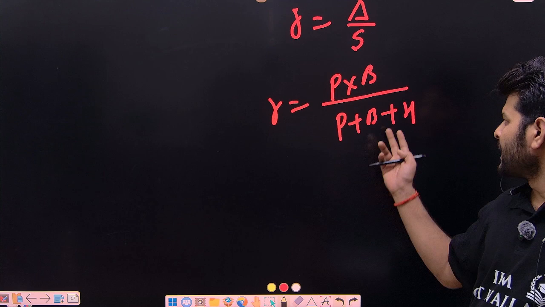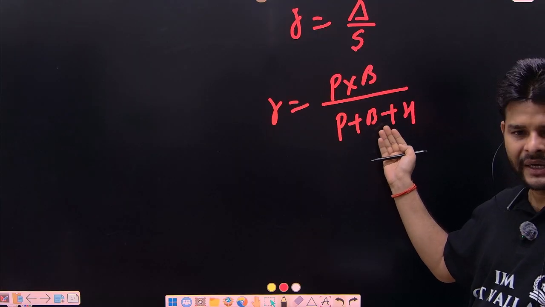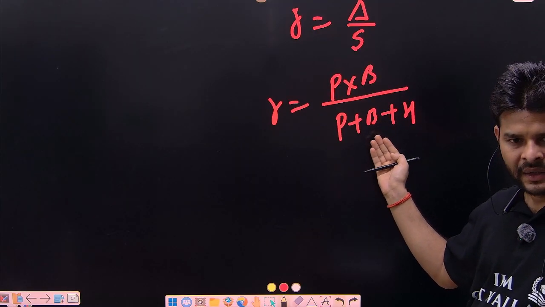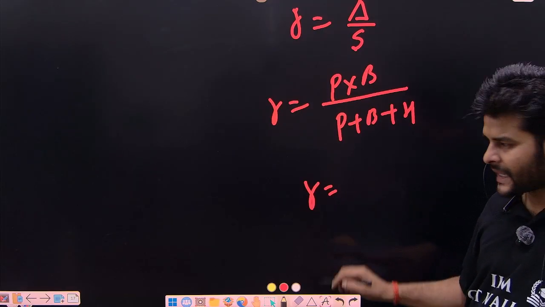And by multiplying by the conjugate of the denominator, we can change this formula, so R would be PBH.